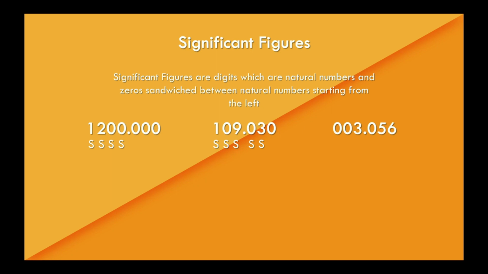For the last example, we have 003.056. Now, the first 2 zeros over here are insignificant. When we remove them, nothing changes. And since 3 is our first natural number, it is our first significant figure. So we have 3, then the 0, which is sandwiched between 3 and 5, is also significant. 5 and 6 are significant as well.